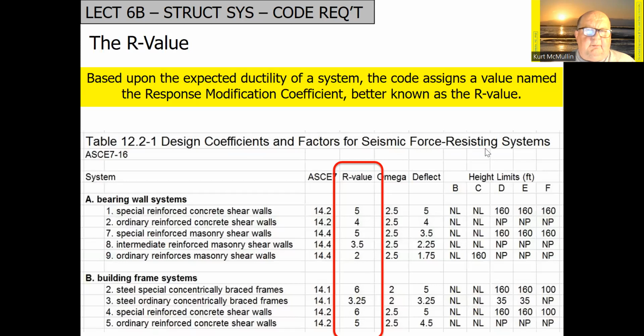So what the building code contains is this table 12.2-1 from ASCE, which is what we're looking for, the R value. The R value comes from a table. This table is actually about 3 or 4 or 5 pages, depending upon the code you're looking at, but it basically gives us a numeric value that we're going to refer to as the R value of the structure.